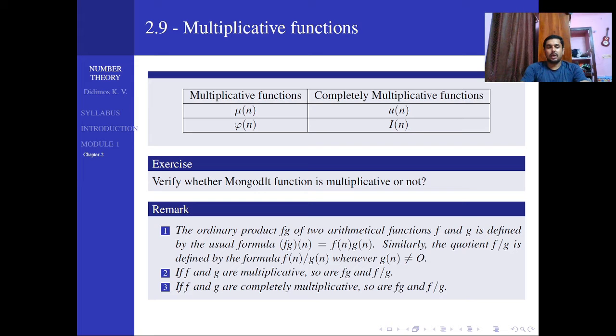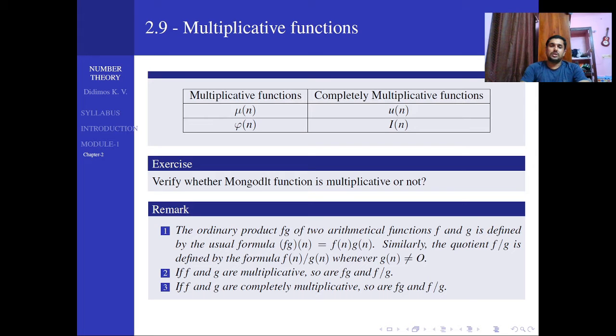We have other examples. For multiplicative functions, we can consider mu of n. Mu of n is multiplicative, and phi of n is multiplicative. We have already proved that phi of n satisfies the condition phi of mn is equal to phi of m into phi of n if GCD of m comma n is equal to 1. Mu of n is also multiplicative. One exercise is that you need to prove the statement that mu of n is multiplicative.